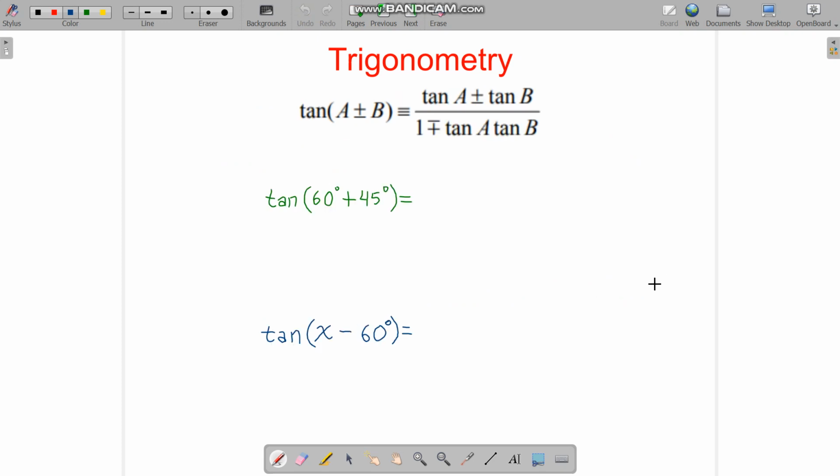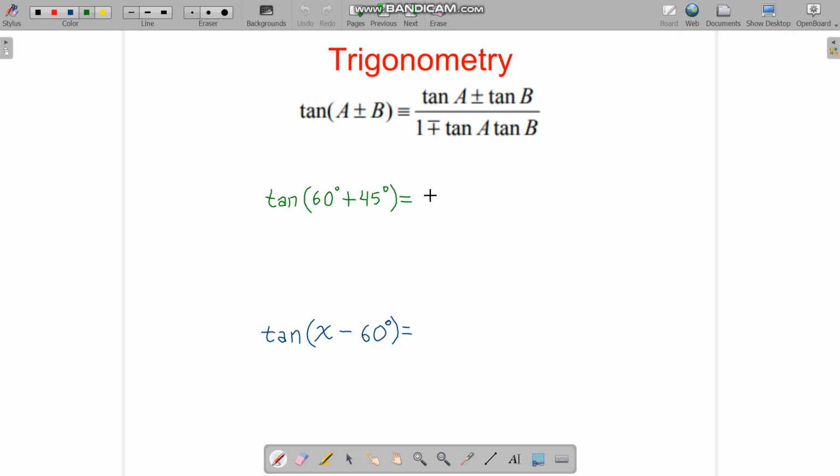Now for the tangent compound angle, for plus we use plus above, minus below. For A minus B we use minus above, but for the denominator it's plus, so it's always the opposite for the numerator and denominator sign.